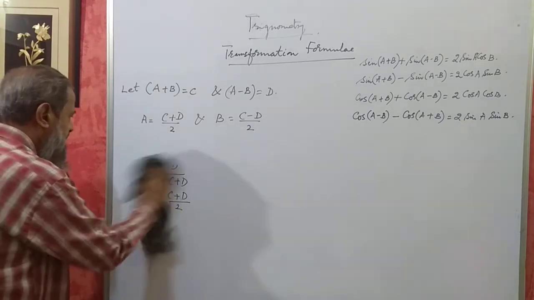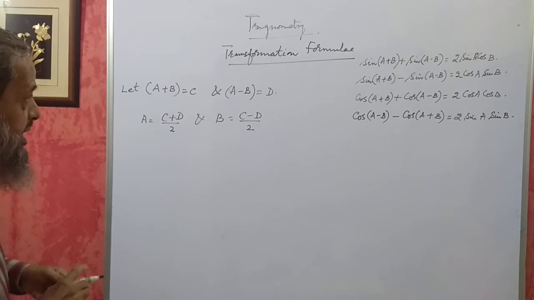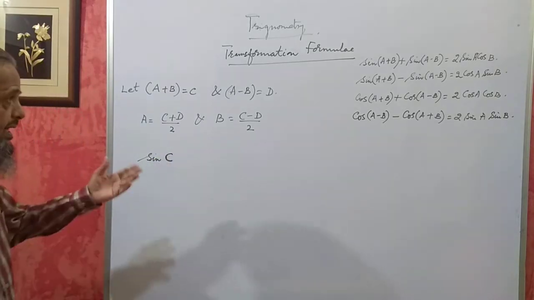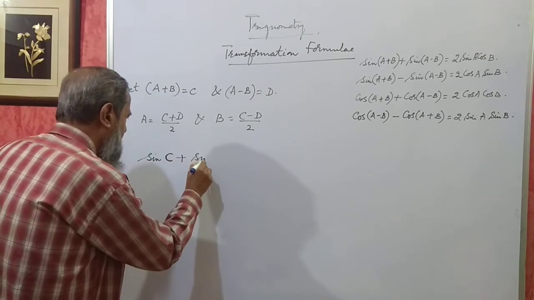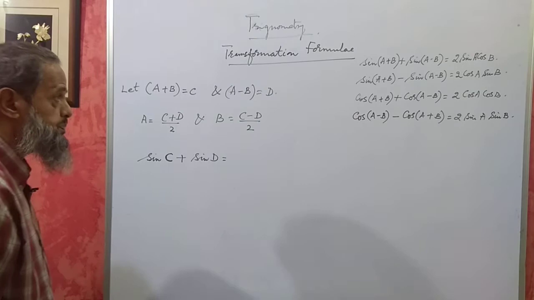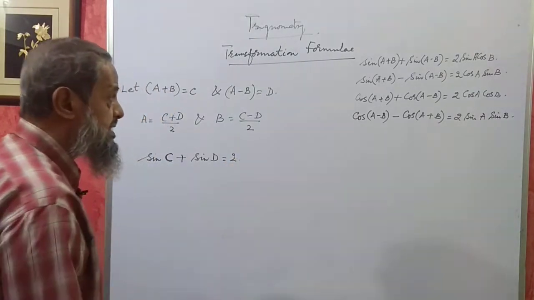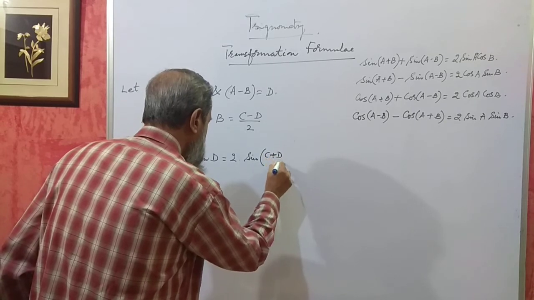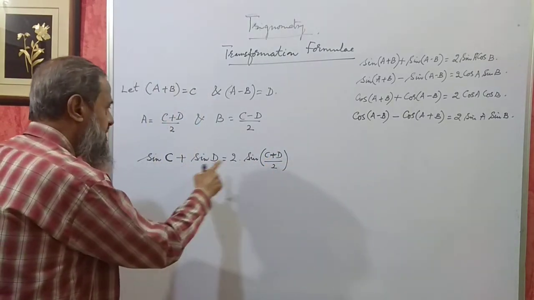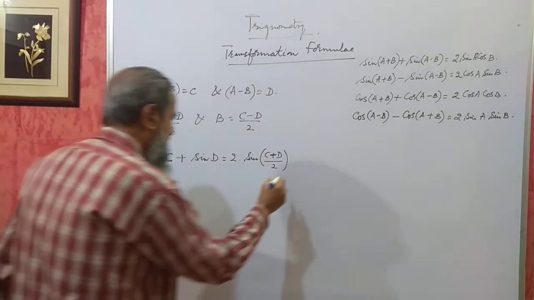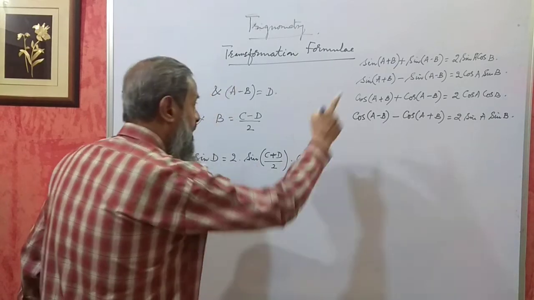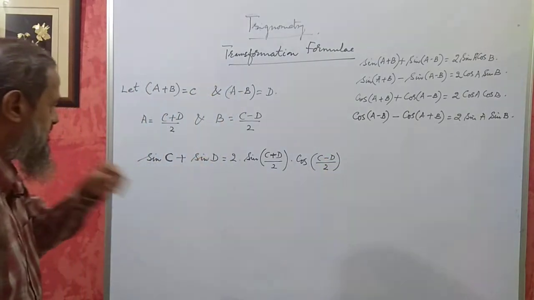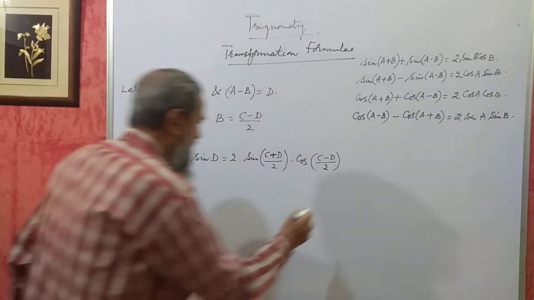Now, substituting these values there, the first equation becomes sin C, sin of any angle, plus sin D, sin of another angle, will be equal to 2 into sin of (C plus D) by 2, the sum of these two divided by 2, into cos of (C minus D) by 2, the difference between C and D divided by 2. So this is equation number 1.